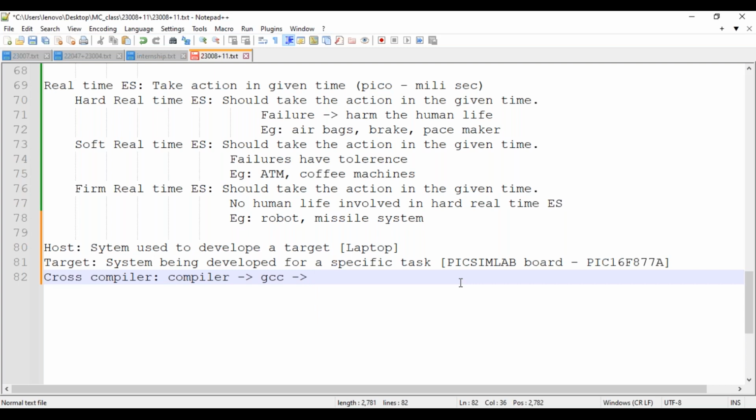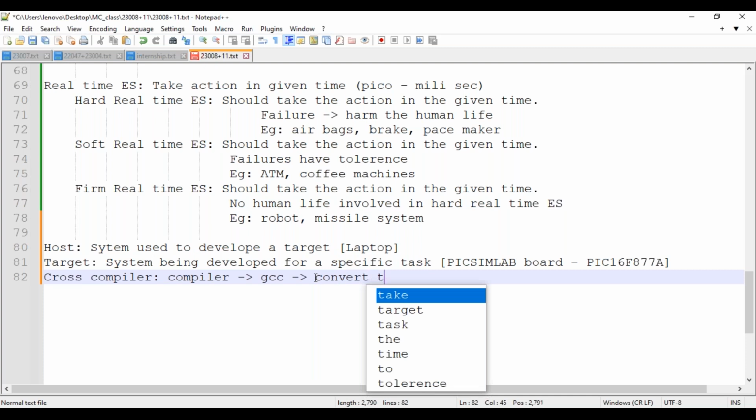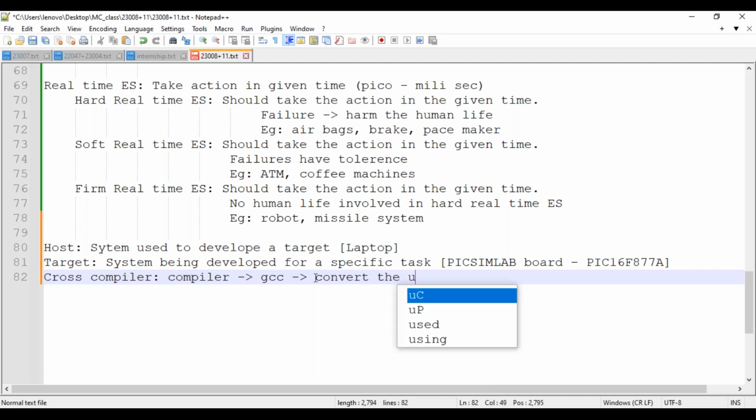G++, GCC, yes, they are compilers. What do you mean by compilers, or what is the task of the compiler? Which compiles the code? Is that the only thing we use? Yes. So compilers are the ones which convert the user-written program to a machine understandable language, correct?